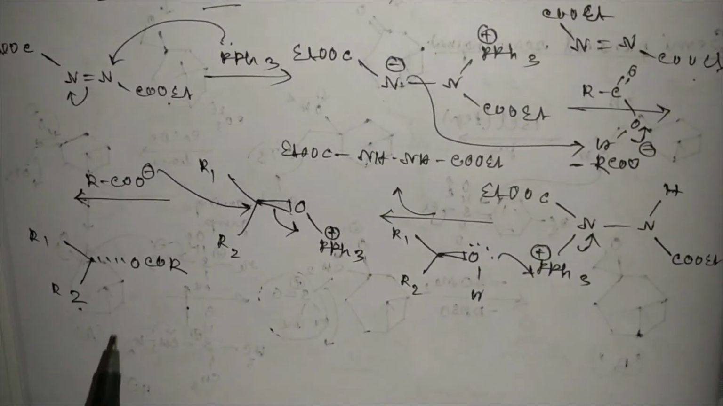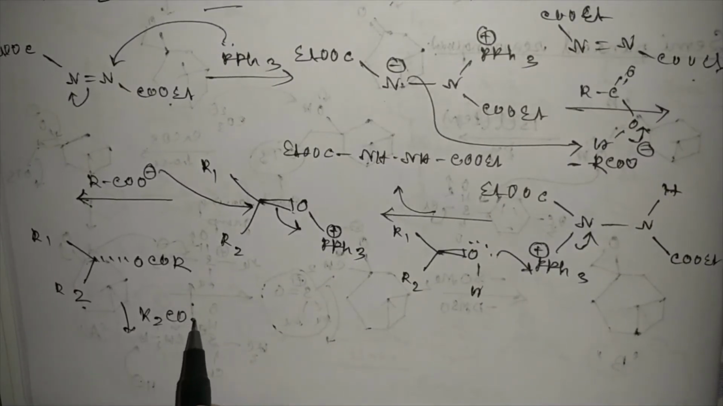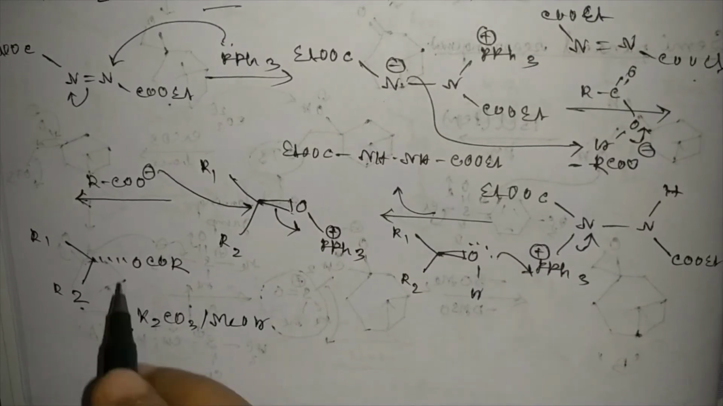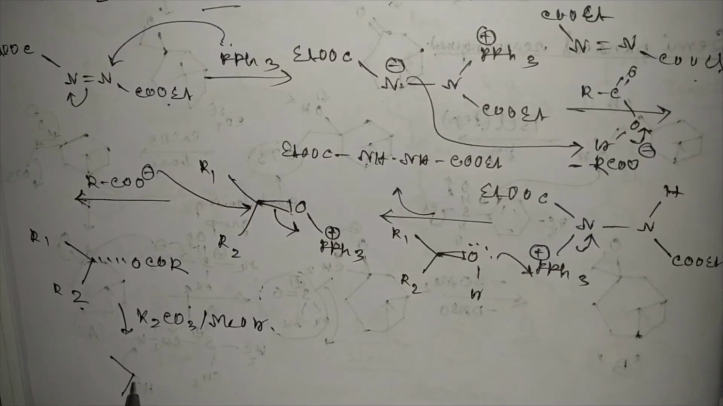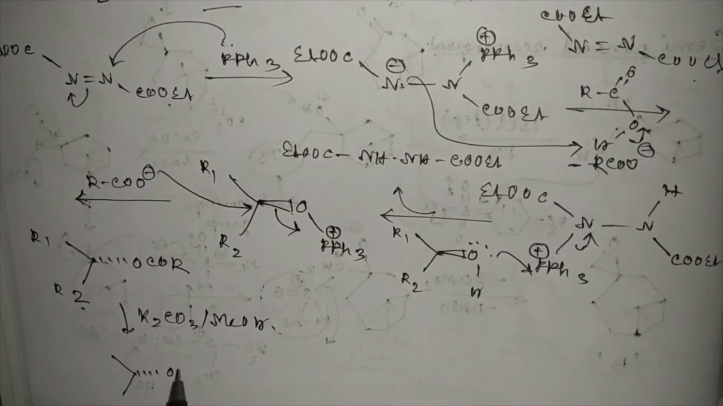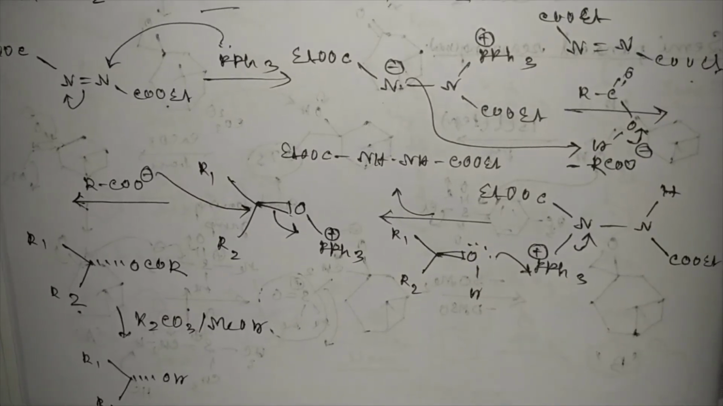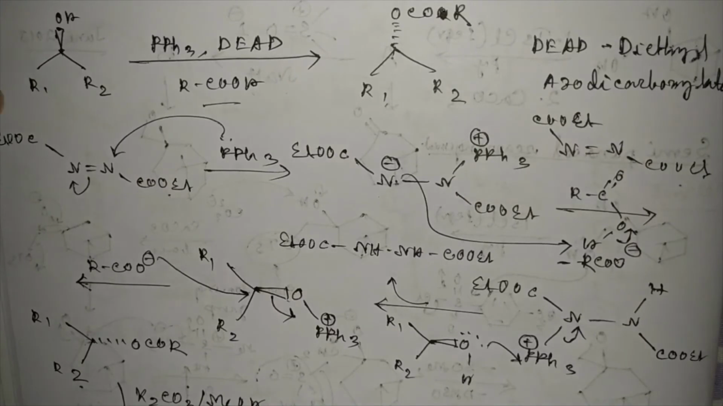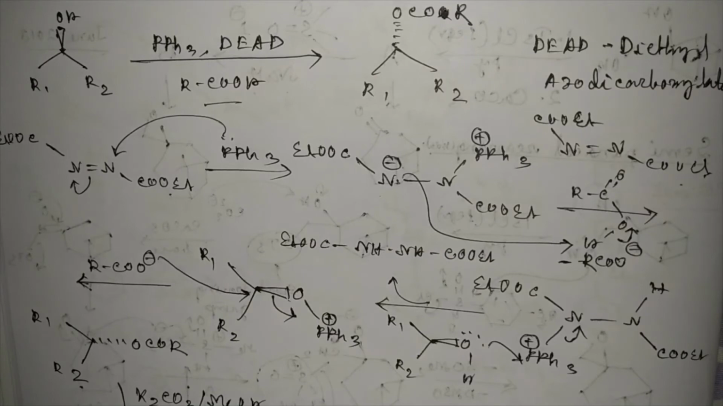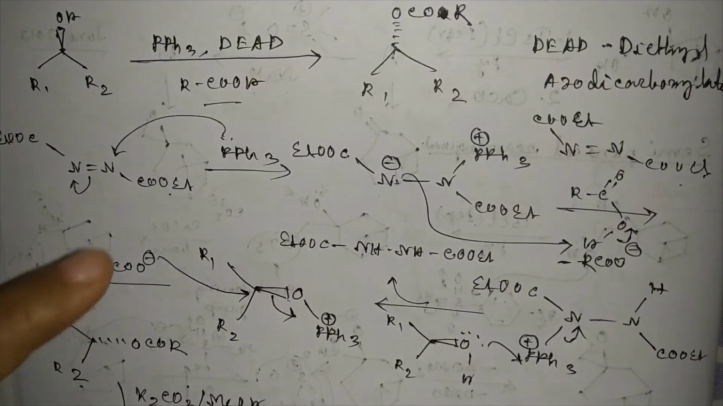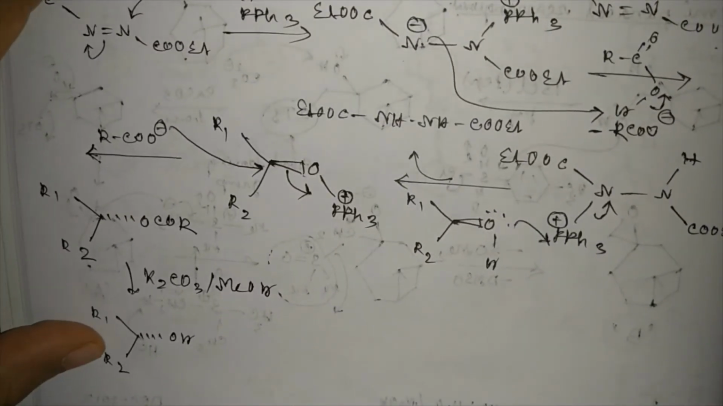And after hydrolysis, let's say K2CO3 and MeOH, this will be converted to an alcoholic group. So now OH will be formed. So we can see here that by using Mitsunobu reaction, one alcohol, we can convert its configuration from R to S or S to R. Here the OH group is above the plane and here the OH group is below the plane.